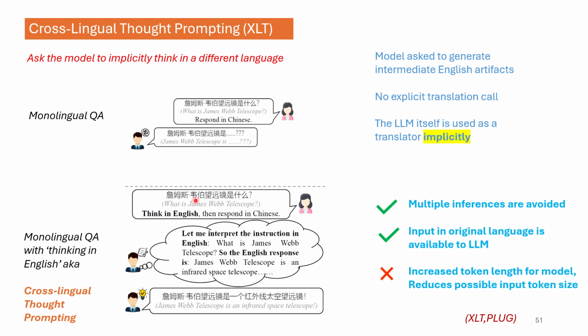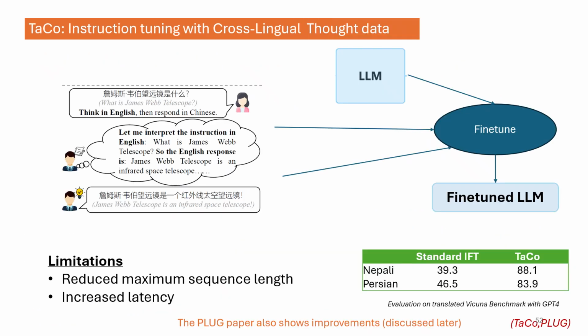Also, the original input in the original language is also available to the LLM. So even if there are some translation errors, the model may be able to look back at the original input while doing the processing. The limitation, of course, is that this increases the token length for the model because now this additional generation in English is also involved, and therefore it reduces the longest possible sequence addressable.